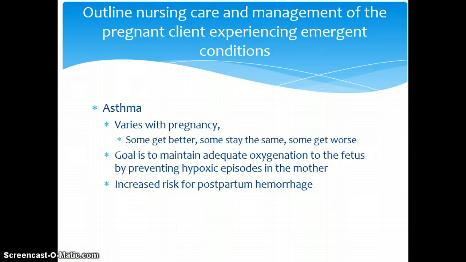Outline nursing care and management of the pregnant client experiencing emergent conditions. This is back now in chapter 13. With asthma, how pregnancy affects the asthma varies from patient to patient. Some patients actually get better and have less symptoms, some stay the same, and some get worse. It is completely individualized as to what happens.